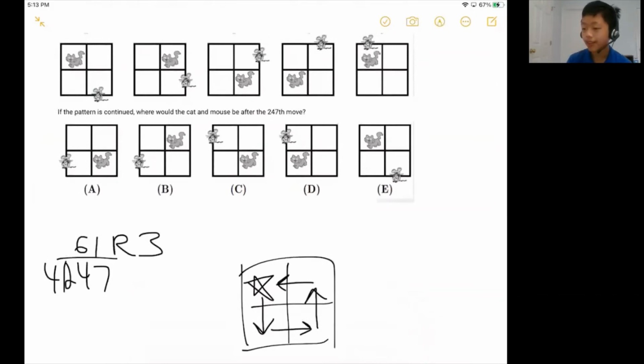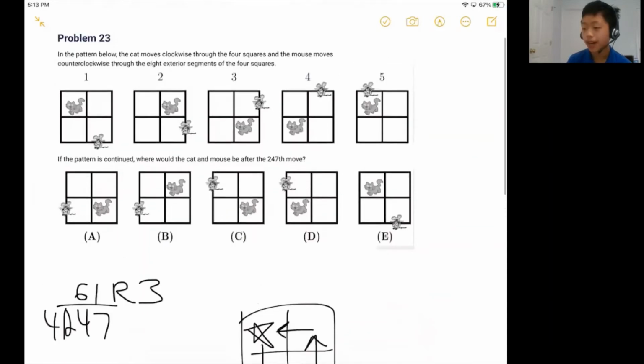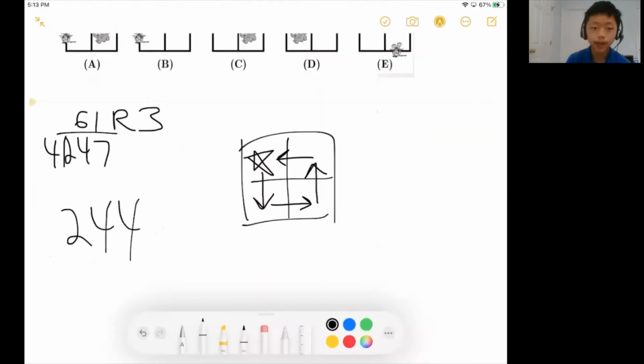Basically, the cat is going to repeat that 61 times. That tells us that after 244 moves, which is the largest multiple of 4 that's less than 247, the cat is going to be back at its starting position.